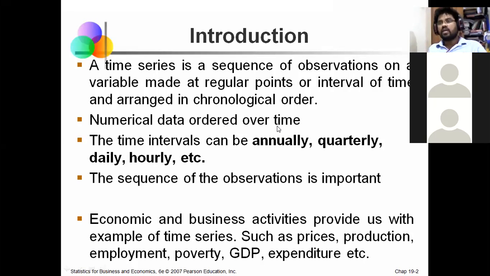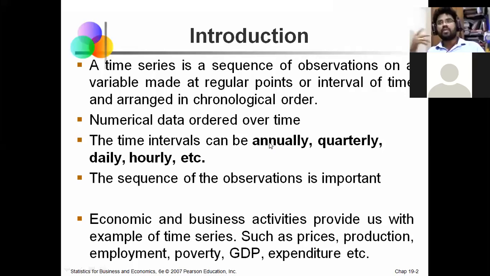Whatever information we collect should be ordered over time, from 2010 to 2020, or 2000 to 2020, or 1950 to 1991, or 1948 to 2020. The time intervals can be annual, quarterly, daily, hourly, or even seconds. For example, stock market prices change second by second and may fluctuate, so you can collect information second wise or hour wise.